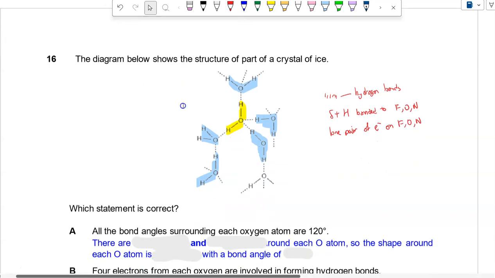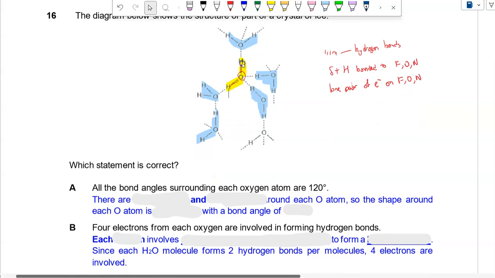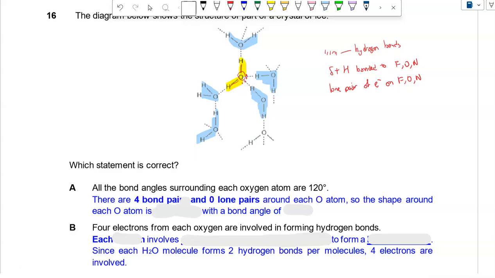Okay, so all the bond angles surrounding each oxygen atom will be 120. So let's focus on this particular oxygen here. You have one bond pair, two bond pair, and then you also have two lone pairs around your oxygen that's involved in the hydrogen bonding. So these two lone pairs on the oxygen atoms are involved in hydrogen bonding. So there are 4 bond pairs and 0 lone pairs around each oxygen atom.